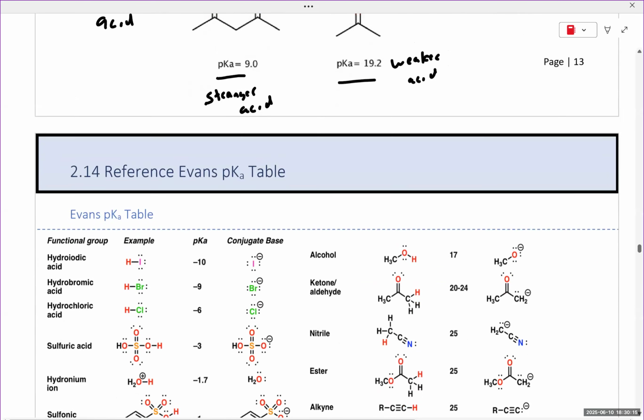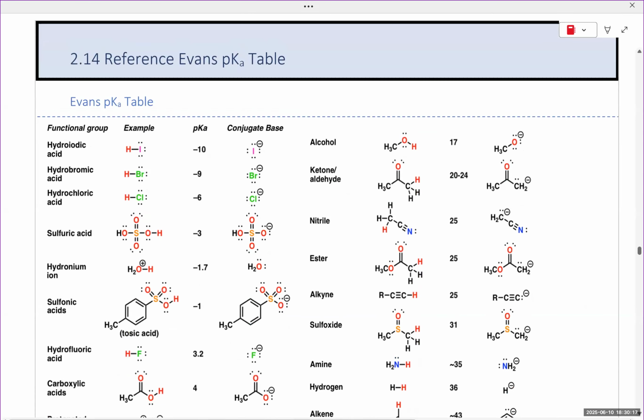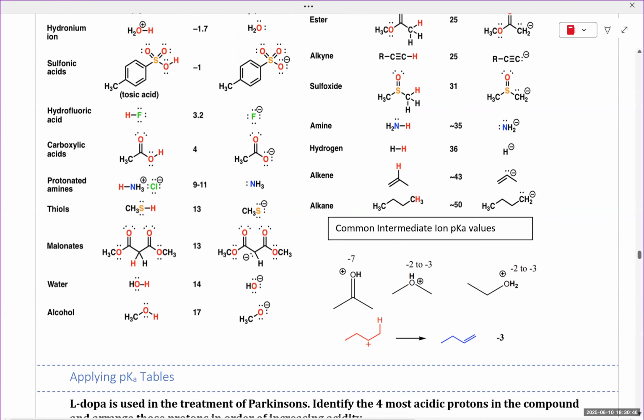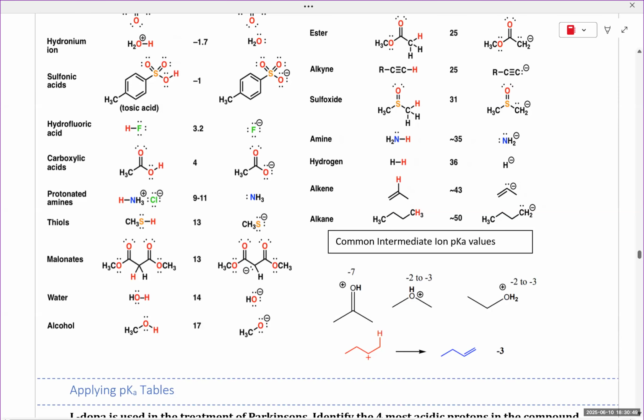Okay. I'd now like you to take a look at the following reference. This is the Evans pKa table, and there are variations of this found on Canvas and online. This contains the common pKa values for a range of different functional groups. I'd like you to be familiar with this pKa table, as we'll be using it to solve future problems. So don't hesitate to reference these pages as we progress through the rest of this lecture. I've also provided you some common intermediate ion pKa values just for your reference, as these are common intermediates that are generated during organic reactions.